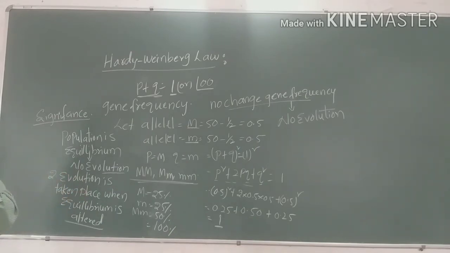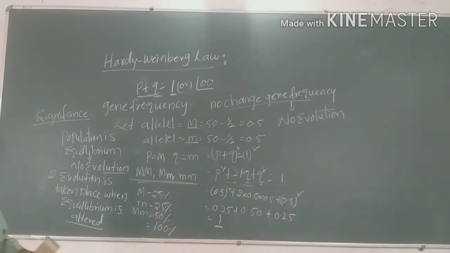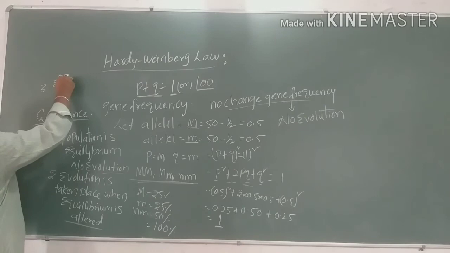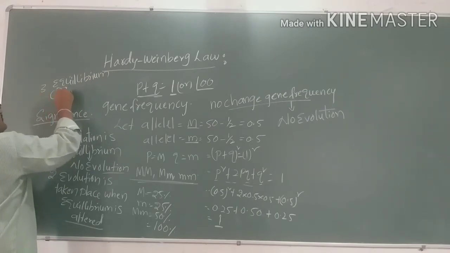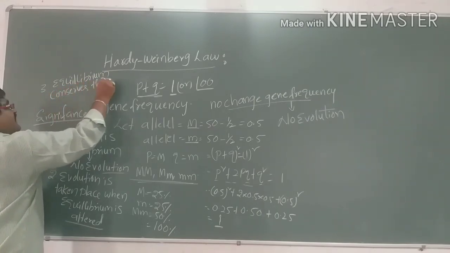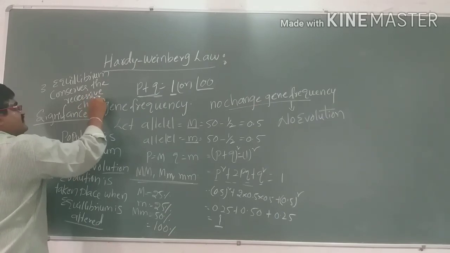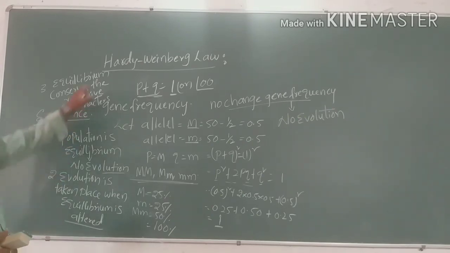And the last significance is that the equilibrium conserves the recessive characters. So these are the three significances that were given by the Hardy Weinberg law.